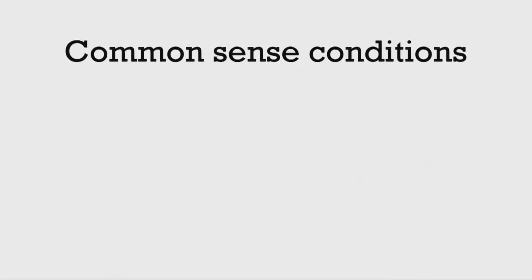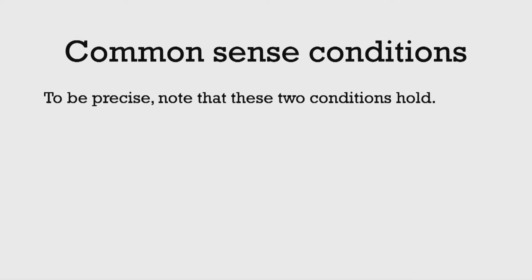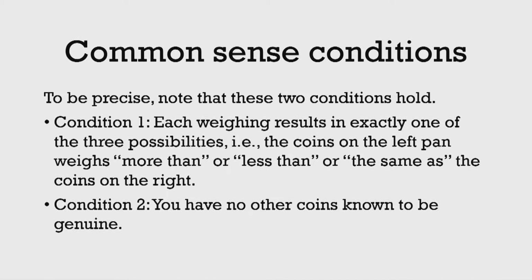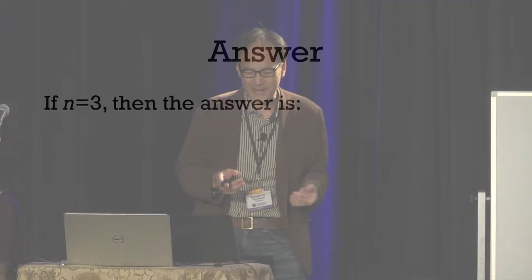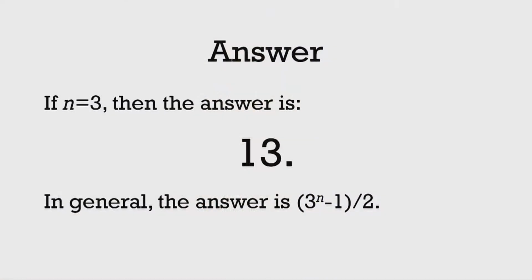And of course, there are some conditions to be addressed, to be more precise, but they are only common sense conditions, which I believe I can skip for now. It turns out that if the number of weighings n is 3, the maximum number of coins is 13. Of course, this is our theme this time. And in general, the answer is (3 to the power of n minus 1) over 2.